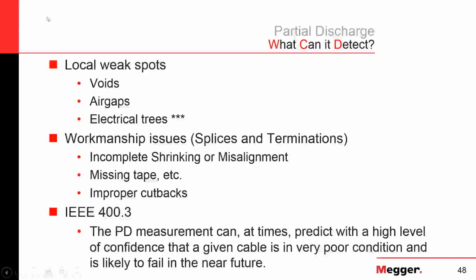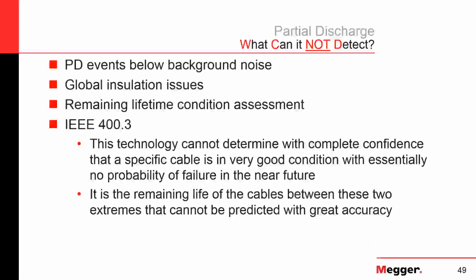According to IEEE, the partial discharge measurement can, at times, predict with a high level of confidence that a given cable is in very poor condition and is likely to fail in the near future.